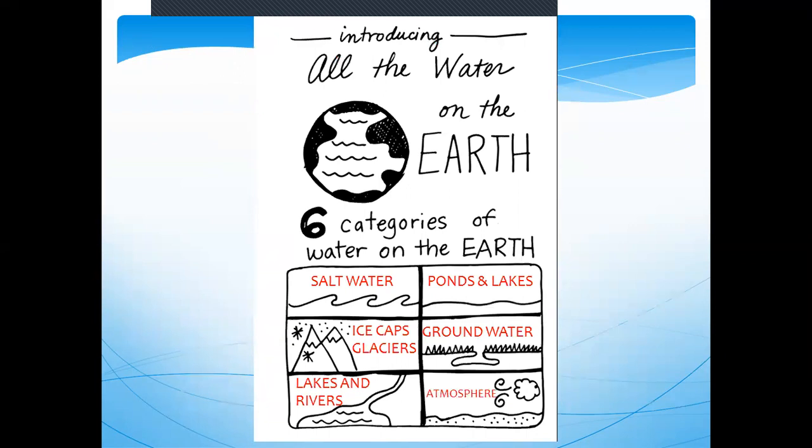And then finally, we also have water in the atmosphere, and this is going to be our water vapor. This is water that also has condensed and is in the atmosphere that we can see as liquid water in the form of clouds.